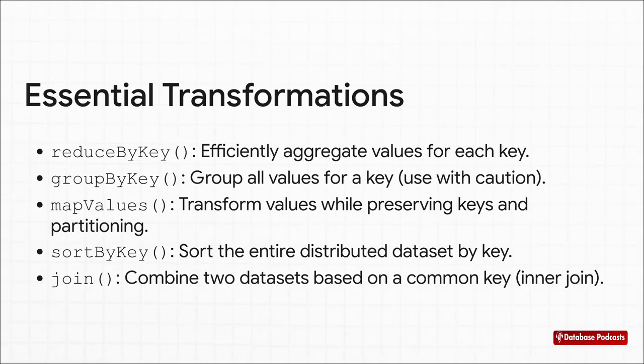Okay, let's lock this in. The big five you need to remember are reduceByKey for doing aggregations the fast, efficient way. groupByKey, which you'll use very, very carefully. mapValues is your best friend for changing values without causing a shuffle. sortByKey is your ORDER BY, and join is your go-to for bringing two datasets together. Honestly, these five transformations are the backbone of pretty much all key-value data processing in Spark.